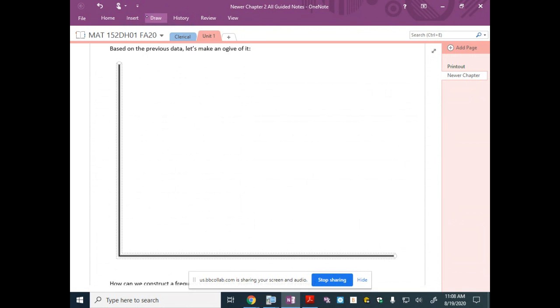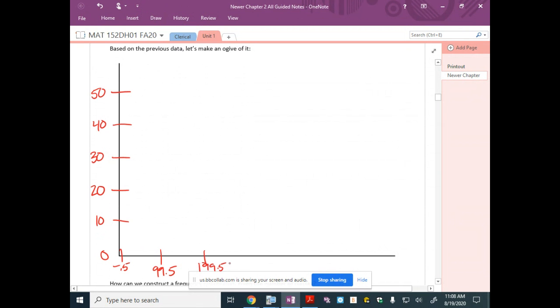Now this time, the frequencies are going to go from 0 to 50, so we'll go in increments of 10. So negative 0.5, 99.5, 199.5, 299.5, 399.5, and then 499.5.